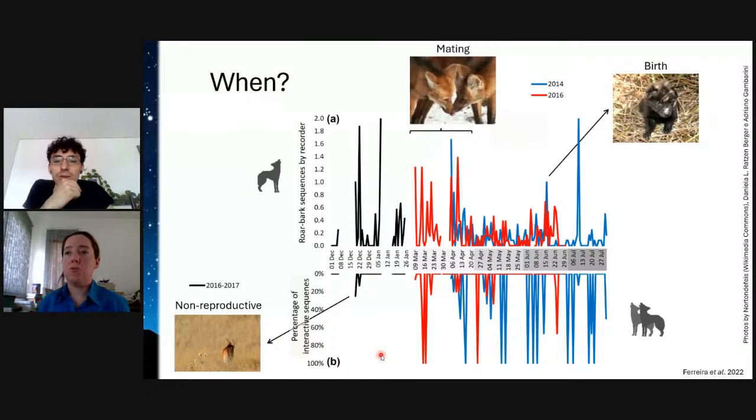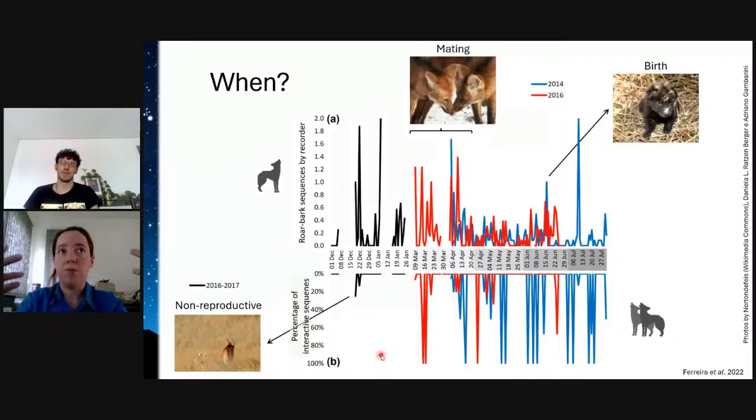Then the next question that helps us understand the maned wolf acoustic communication is, when do they produce those raw bark sequences? And this is throughout the year, and we have here a lot of raw bark sequences during the mating period, just like we found in captivity. And also there are some other raw bark sequences near the birth of the pups.